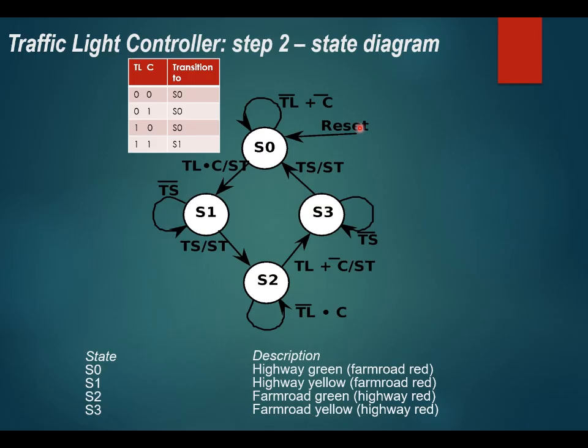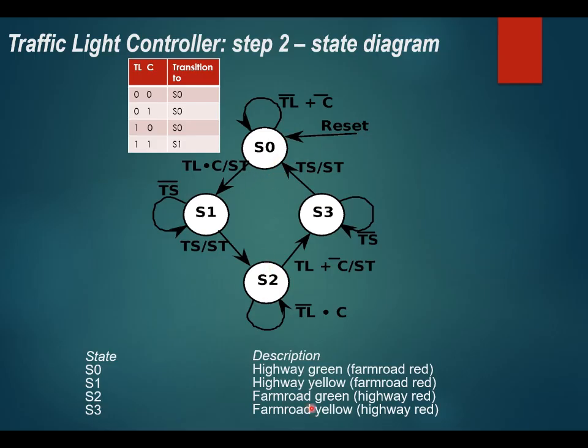Due to the space limit, we don't show the remaining outputs. Remember, there are other outputs apart from ST. There are the LED lights: the highway green light, highway yellow light, highway red light, farm road green light, farm road yellow light, and farm road red light. All these six are also outputs of the FSM, which should be labeled here.